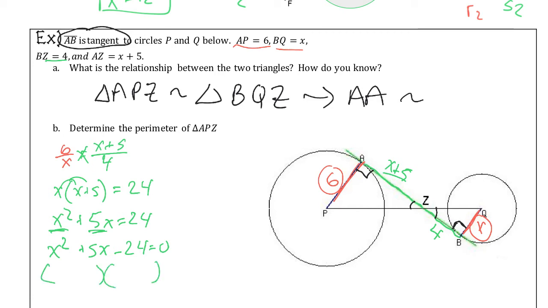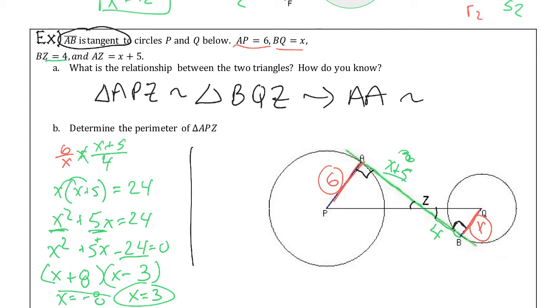All right, what multiplies to negative 24 and adds to 5? 8 and 3. And I want the bigger number to be positive because it's positive 5x. So it's x plus 8, x minus 3. So x equals negative 8, or x equals positive 3. So I'm guessing it's going to be positive 3, because negative 8 plus 5 over here would give me a negative side. I can't have a negative side, so it's got to be positive 3.